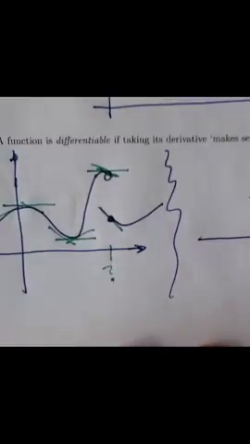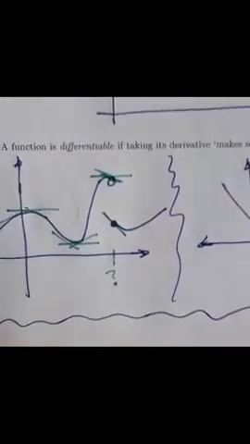Another kind of point where it might not make any sense is what if you looked at a function that went like this? Okay, it's not differentiable there. There's no real unique line that runs through that point, right? Okay, so it doesn't make sense to talk about the derivative there.